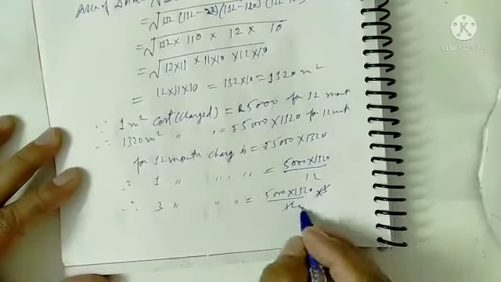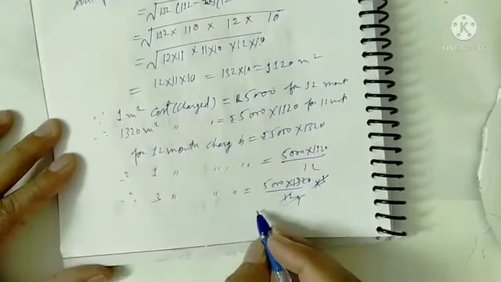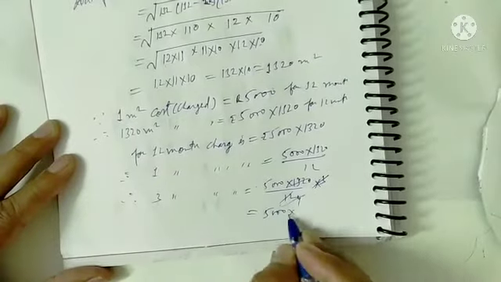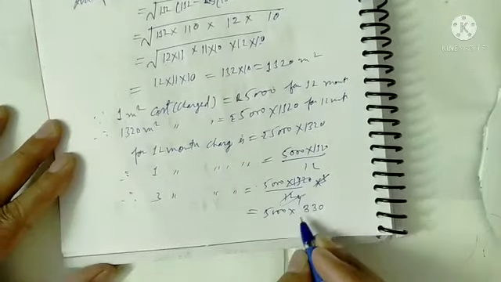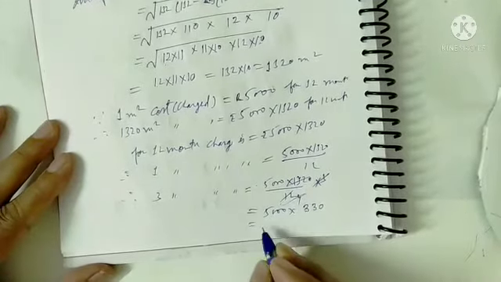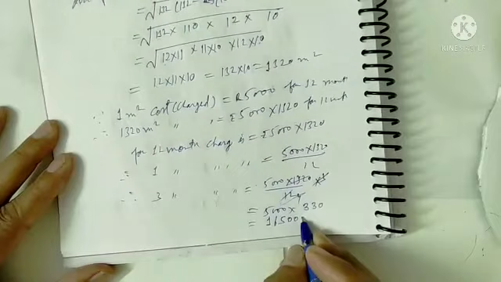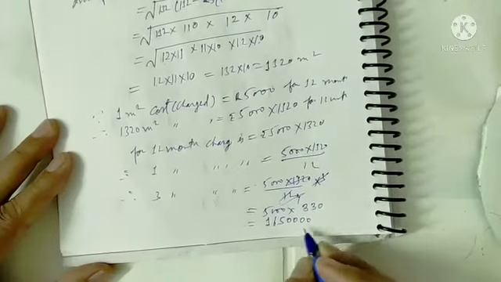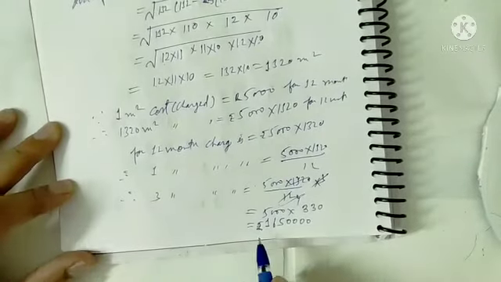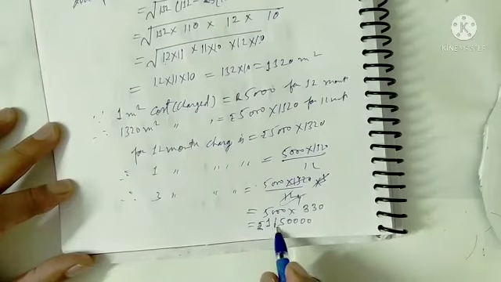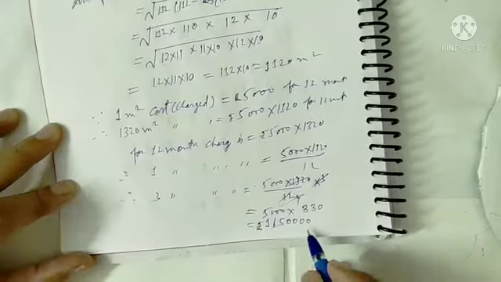Now 3 1 ja 3, 3 4 ja 12. Divide by 4. What will come here? 4 means this is 5,000 only, and 4 3 ja 12. So 330 multiplied by 5,000 gives 16,50,000. This is the final answer: the company has to pay a charge of 16 lakh 50,000 rupees.